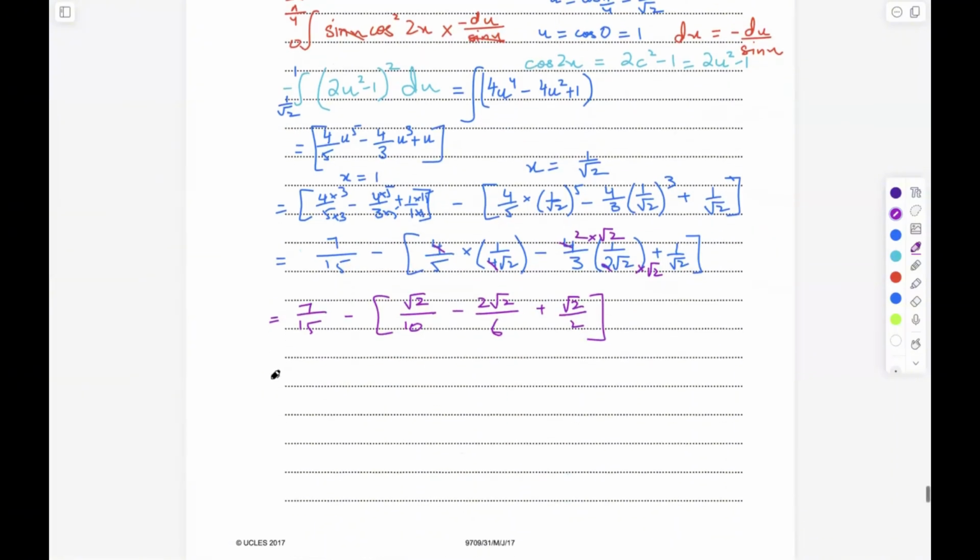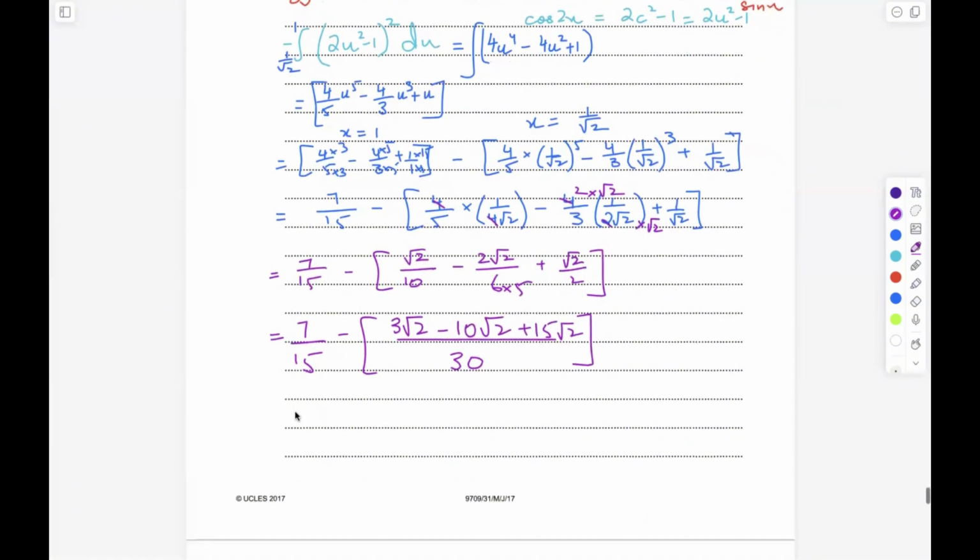Now taking the LCM over here, we'll get 7 upon 15 minus, so the LCM of 10, 6 and 2, that is 30. So this will multiply by 3. So this will become 3 root 2 minus, multiplying this by 5, this becomes 10 root 2, and multiplying this by 15, that becomes 15 root 2. So 3 minus 10 is minus 7 plus 15 is 8.